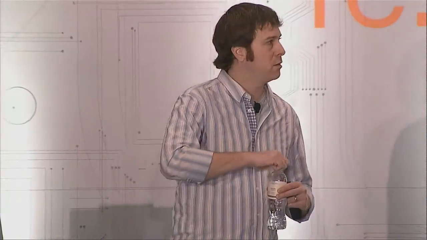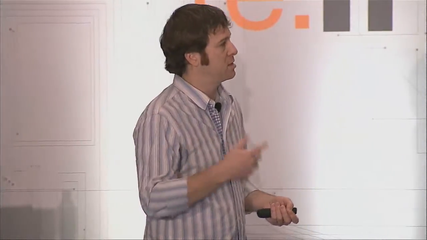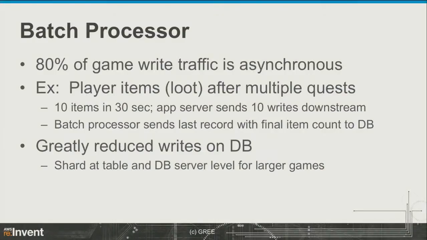On our asynchronous writes, this is where our batch processor comes in. Our batch processor, we've written that in Node.js, and we're starting to move a lot of that over to Go. Because 80% of our write traffic is asynchronous, we can send a whole bunch of stuff to this batch processor and say, hey, write this at the next 30-second flush. And so these are the types of situations where you're doing these quests, and you'll do several quests. You'll get 10 items within that time period.